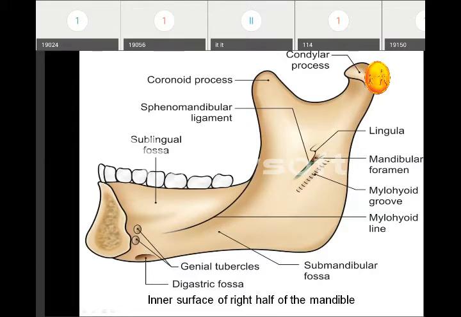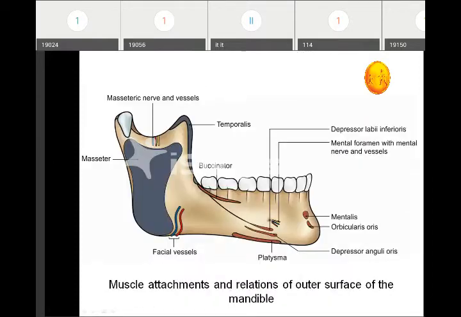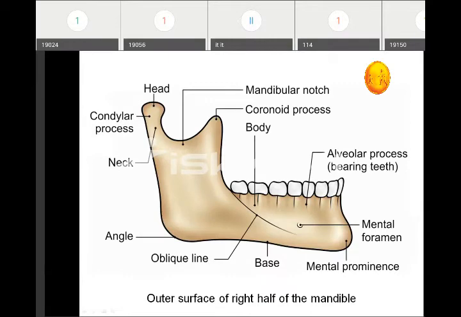Now, on the inner aspect of the condylar process, you can appreciate in this diagram, there is a depression which is known as the pterygoid fovea. So that is about the external features of the ramus of the mandible.